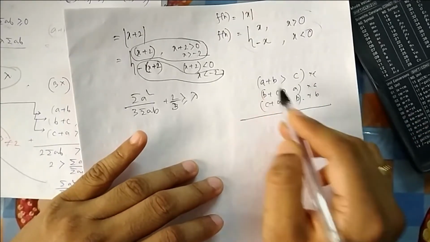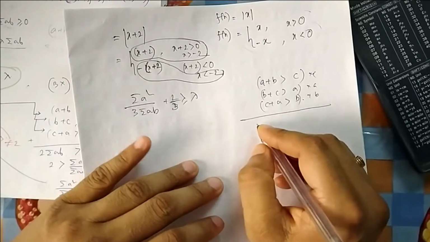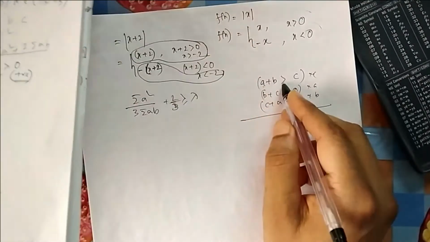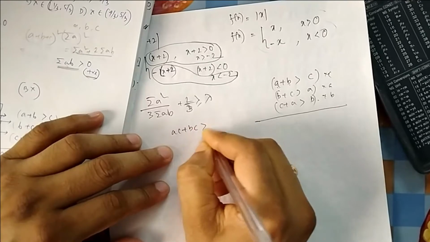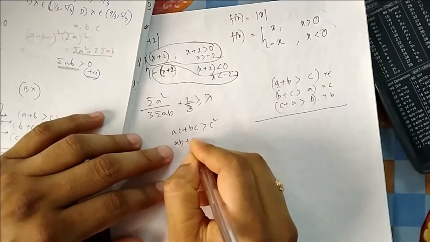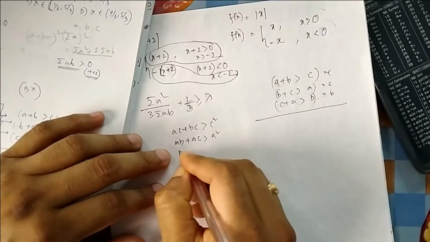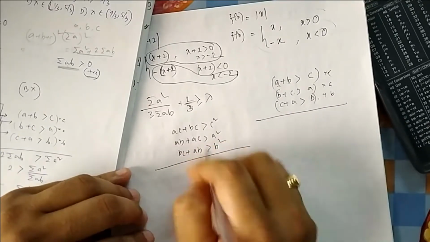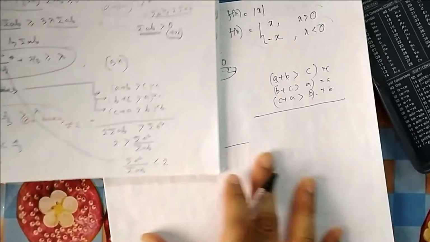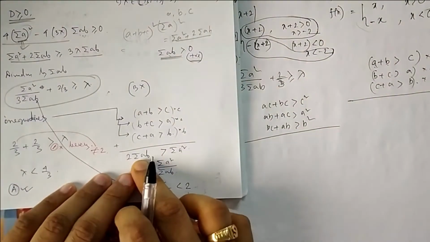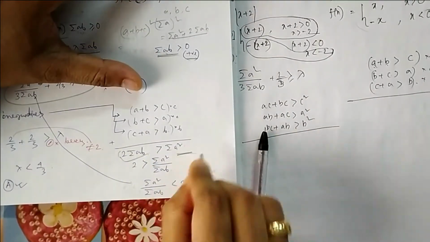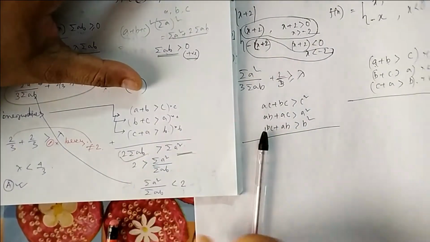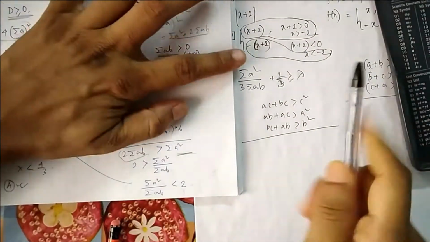If you multiply it by c, then ac plus bc is greater than c square. If you multiply it by a, then ab plus ac is greater than a square. If you multiply it by b, then bc plus ab is greater than b square. Now we add all these three. So if you add these three, you will get 2 into ab plus bc plus ca. So that's why I have written 2 summation ab. You can see here. And this side is a square plus b square plus c square, so I have written it this way. So from here you can see, if you divide by, I need this one.